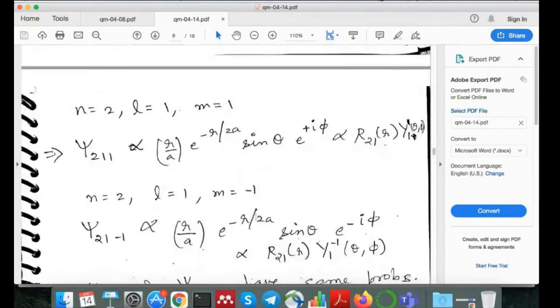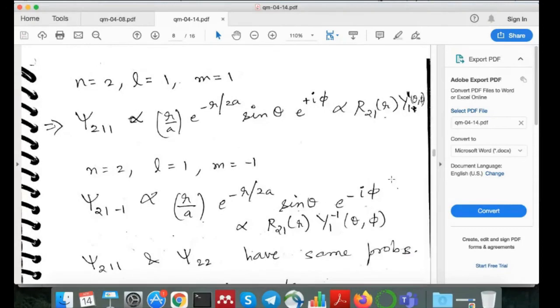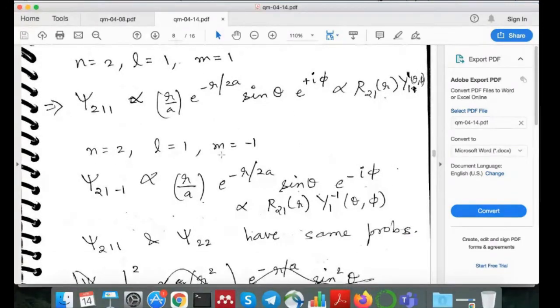Okay. Now let's look at n equal to 2, l equal to 1, m equal to 1. So if you look at this function, then psi 2,1,1 is proportional to r by a into e power minus r by 2a into sine theta into e power plus i phi. Okay, so this can be written as R21 of r into Y11 of theta comma phi. And n equal to 2, l equal to 1, m equal to minus 1 will have e power minus i phi. Everything else remains the same, right? Only difference is it has e power minus i phi.